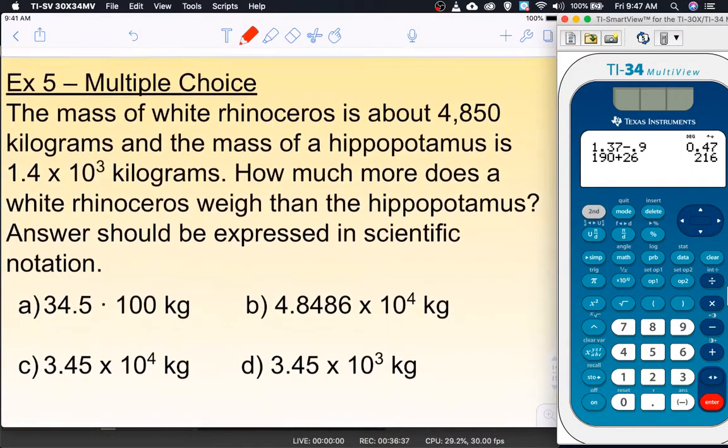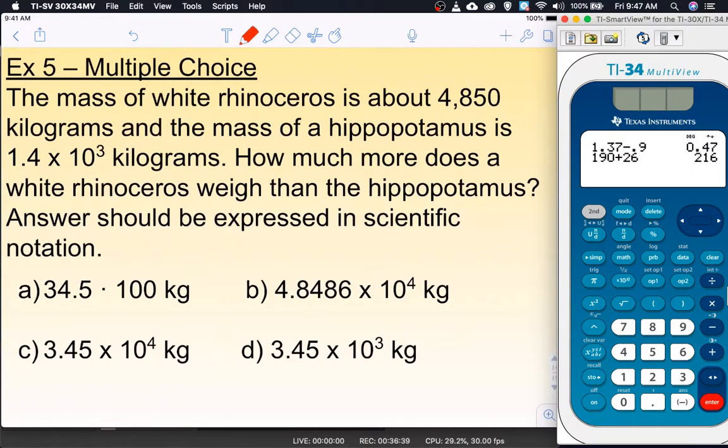Last question. The mass of a white rhinoceros is about 4,850 kilograms. The mass of a hippopotamus is 1.4 times 10 to the third kilograms. How much more does a white rhinoceros weigh than a hippopotamus? Answer should be expressed in scientific notation.